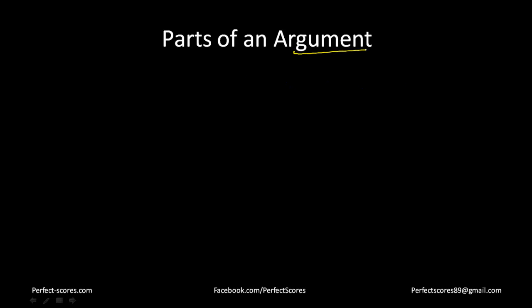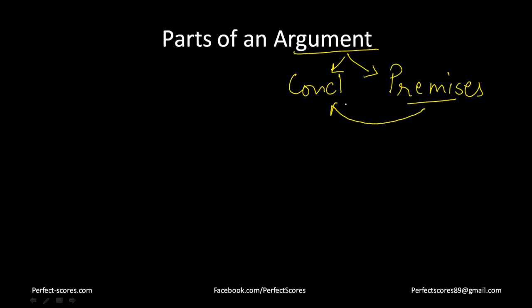Now you need to understand that an argument is always comprised of 2 parts. One is the main conclusion and the other is the premise or the premises, which are basically used to support the conclusion. I'll explain this with the help of an example.